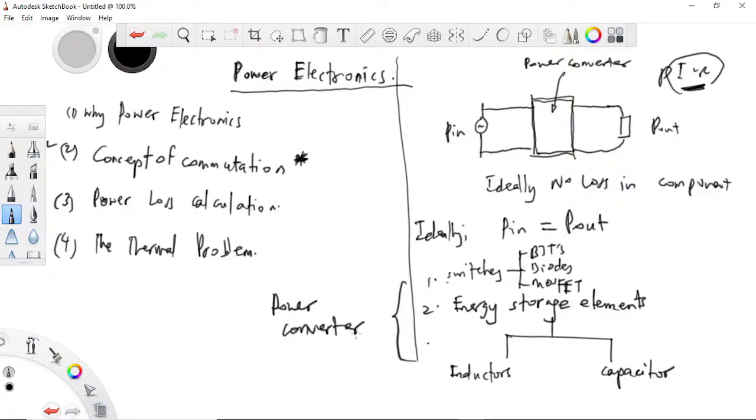So why is it that I'm saying that when I use a switch, ideally there will be zero power loss? This is why. Please take note of this. Okay, this is what we're doing.